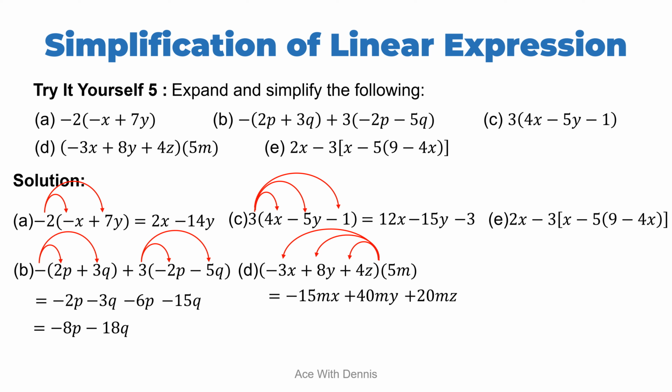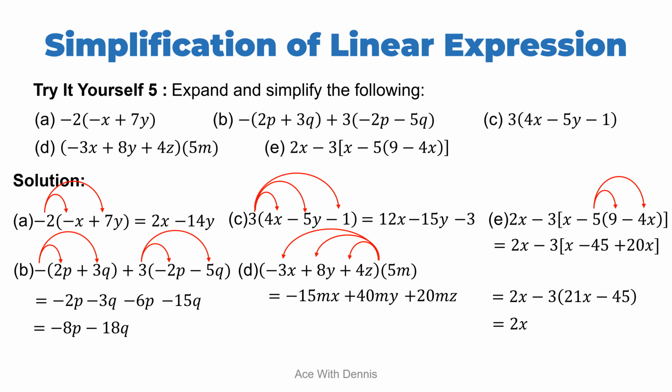For E, the example of bracket inside bracket, we start expanding the bracket inside the bracket first, and the rest we just copy down. So 2x minus 3 bracket x, then followed by minus 5 times 9, we get negative 45. Negative 5 times negative 4x, we get positive 20x. Then we simplify inside the bracket, we have 2x minus 3 bracket 21x minus 45.